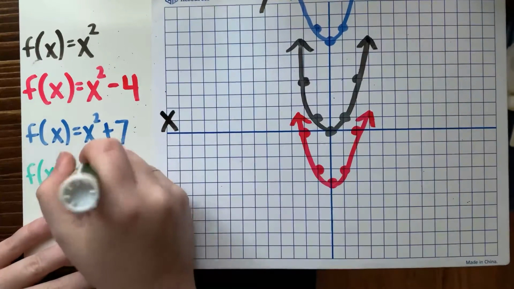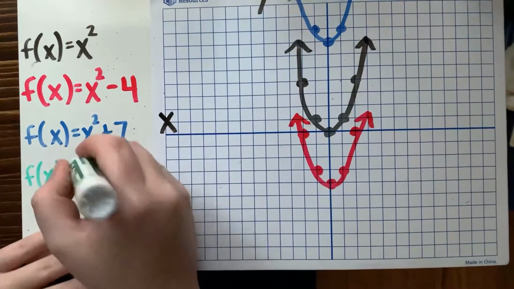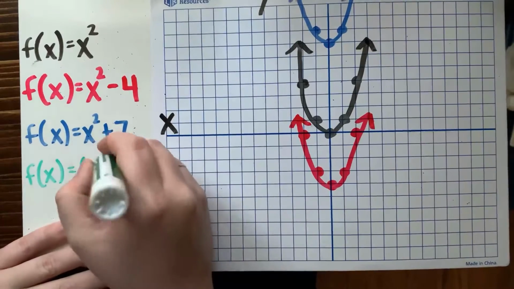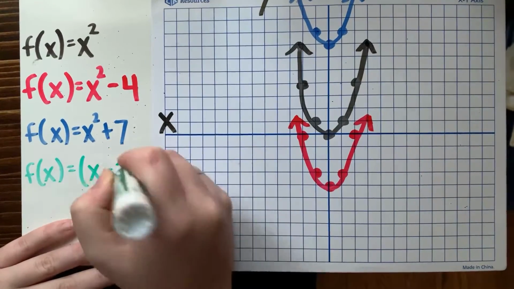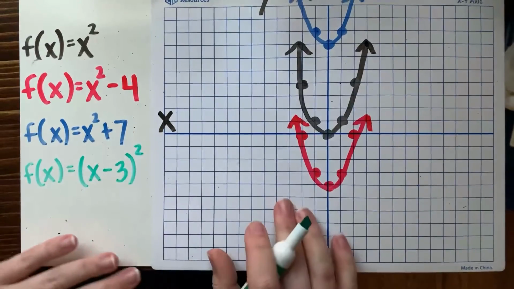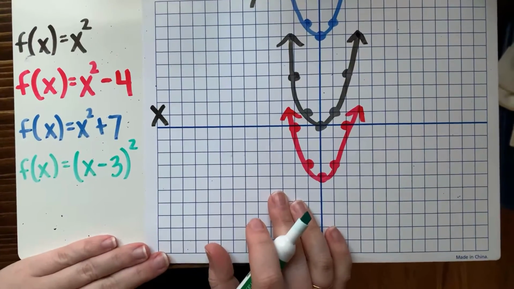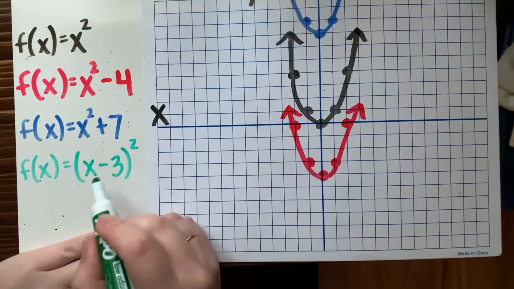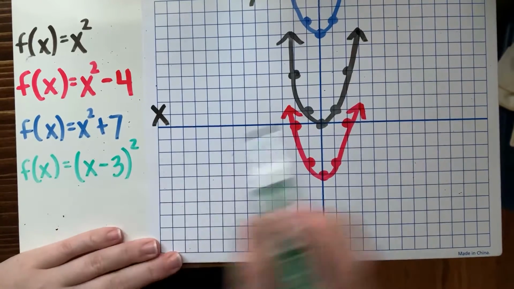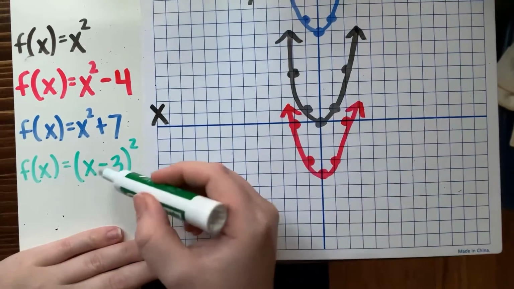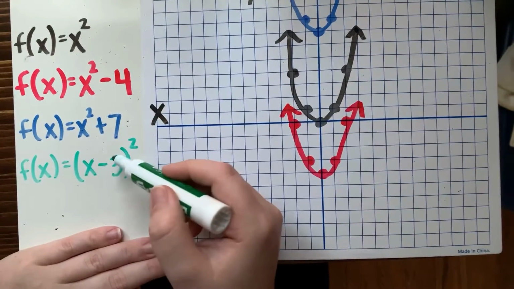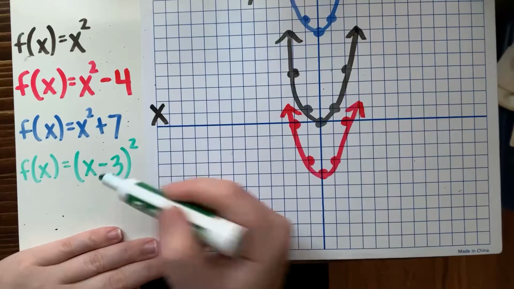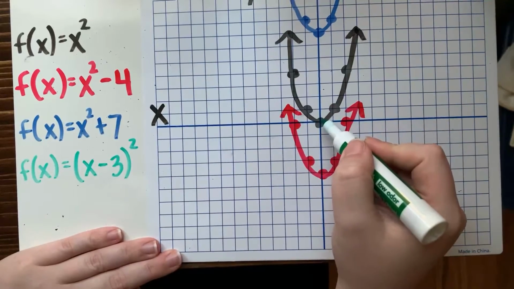So this is going to be x minus 3 squared. Now, our instinct is to say negative would be left, but our actual original problem has a negative in it, and so we have to move this over to the right 3.